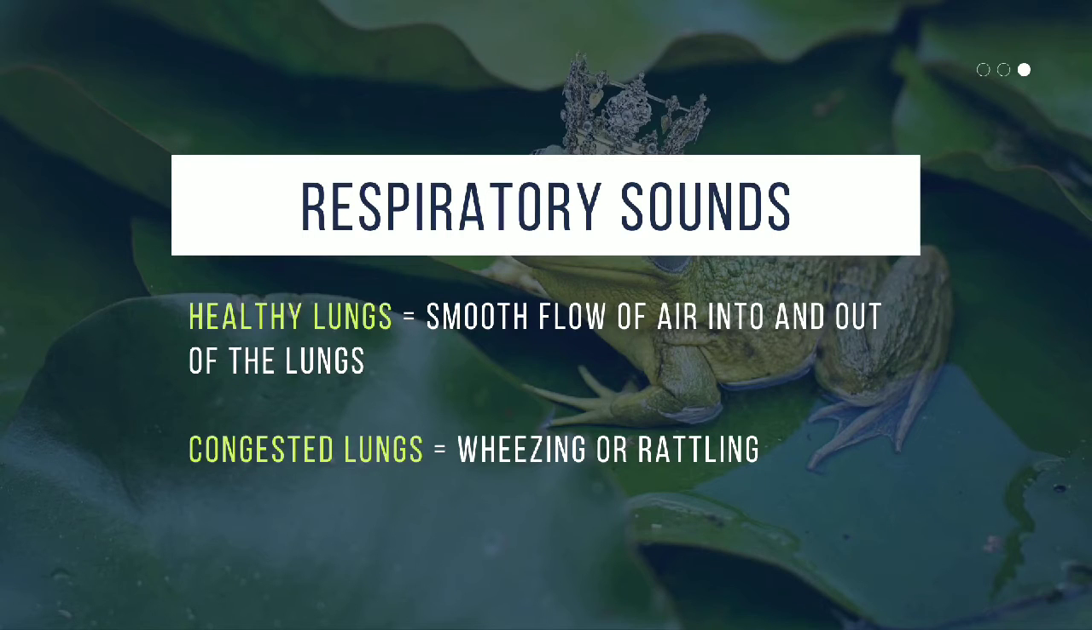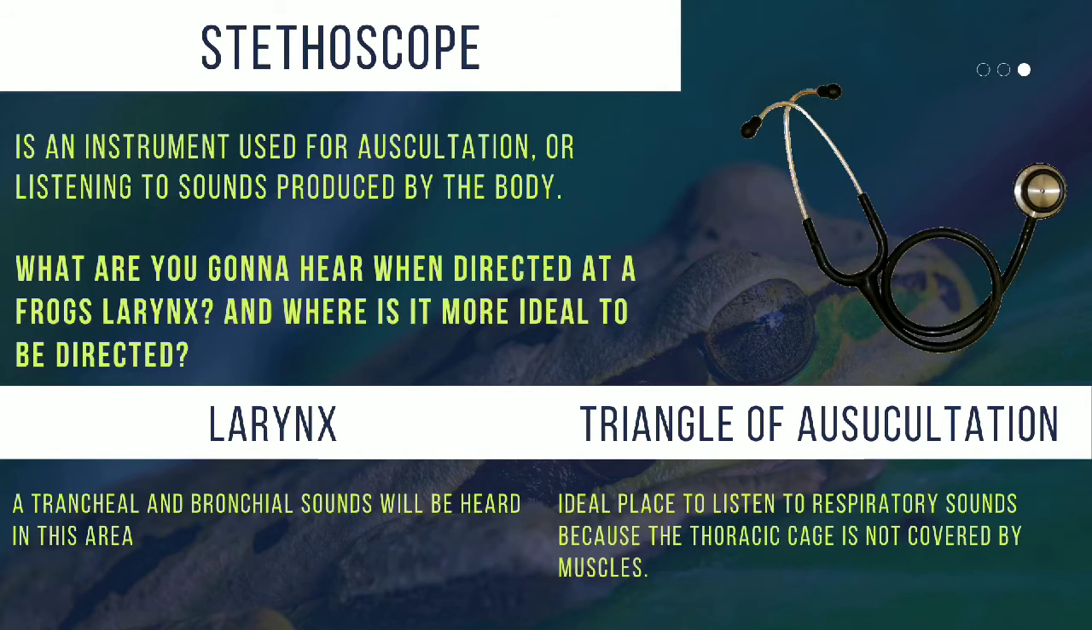Respiratory sounds. In healthy lungs, you will hear a smooth flow of air into and out of the lungs. If it is a congested lung, then you will hear a wheezing or rattling sound. A stethoscope is an instrument used for auscultation, or listening to sounds produced by the body.